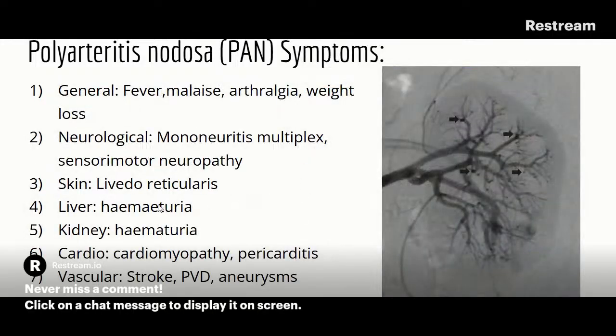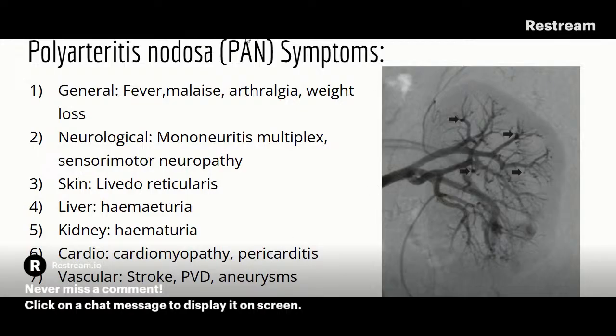In your liver, it's not going to be hematuria. That's an error on my part. I apologize. It is going to be liver dysfunction. So your ALT, ALP, AST, potentially even GGT can all be affected. You can have hematuria from your kidneys, and you can see here microaneurysms on your kidneys. From a cardiovascular standpoint, you have cardiomyopathy and pericarditis, and from a vascular standpoint, you can of course develop a stroke, peripheral vascular disease, and aneurysms. As you can see here, these are renal microaneurysms.